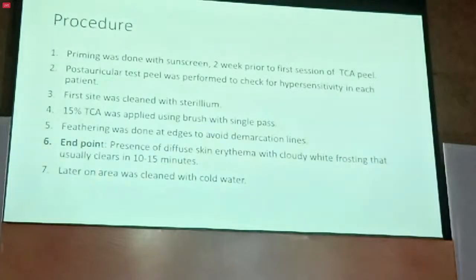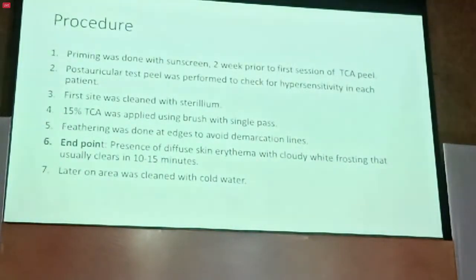The steps of the procedure were as follows. Priming was done initially in the first visit with sunscreen of SPF more than 30, 2 weeks prior to the first peel session, and a post-auricular patch test was done to check for hypersensitivity. The site was cleaned with spirit and acetone to decrease the oil, and 15% TCA was applied using a brush in a single pass, and feathering was done at the edges to avoid a demarcation line.